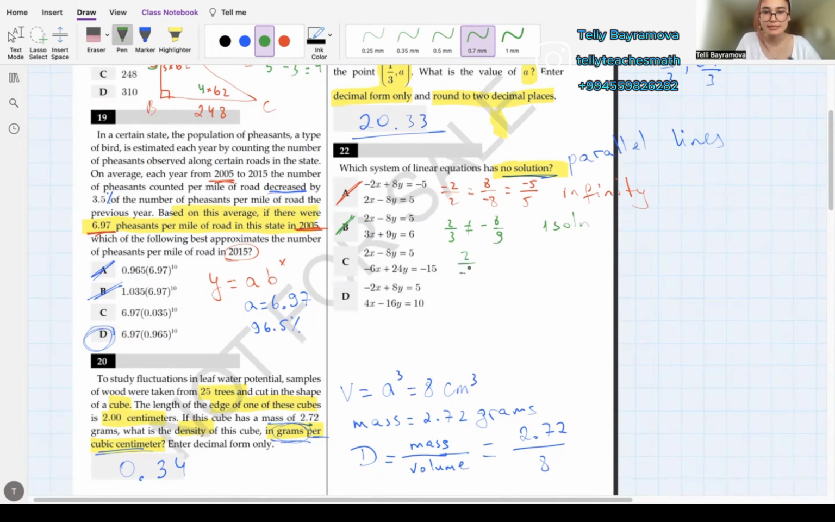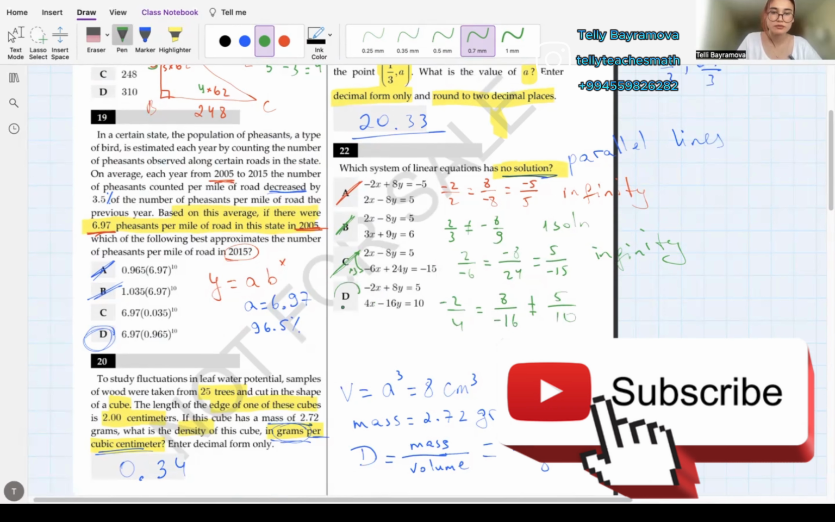2 over negative 6 equals negative 8 over 24 equals 5 over negative 15. If you multiply this one, 2 by 3, you will get that, multiplying by 3. So infinite. The answer is D. Let's check. Negative 2 over 4 equals 8 over negative 16, which equals 5 over 10. So they are equal, but this one is not negative, it is positive. That's why the answer is D, guys.